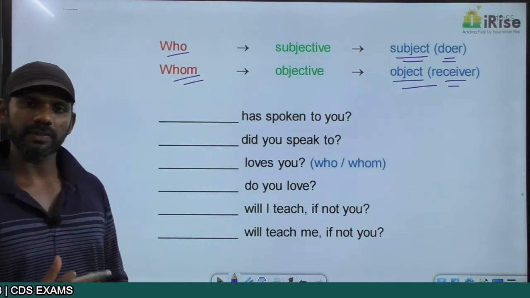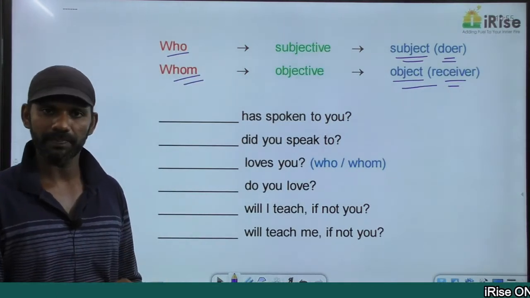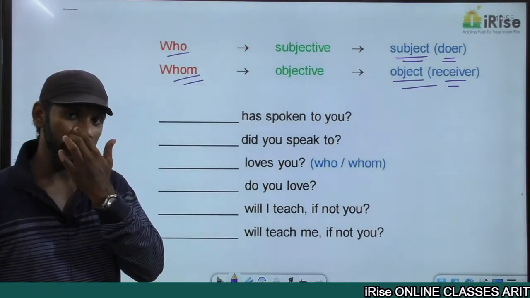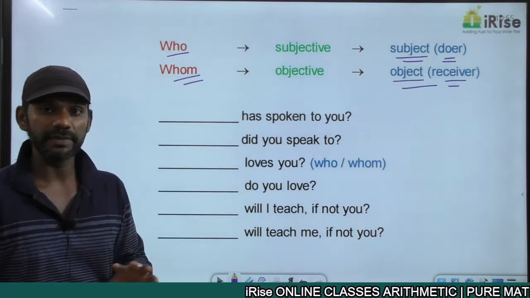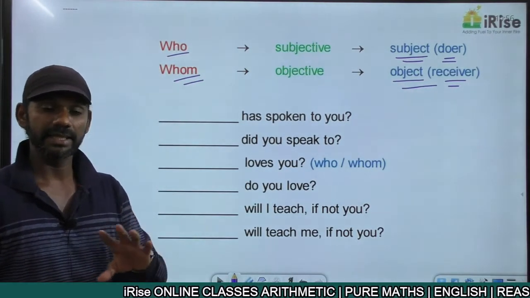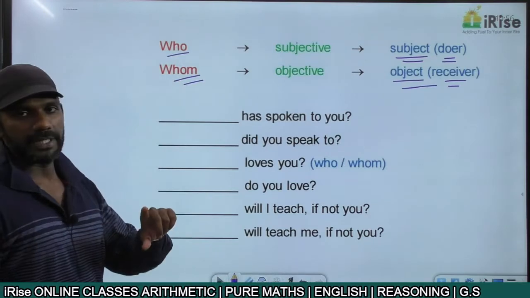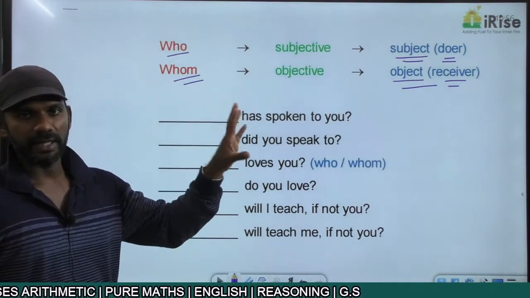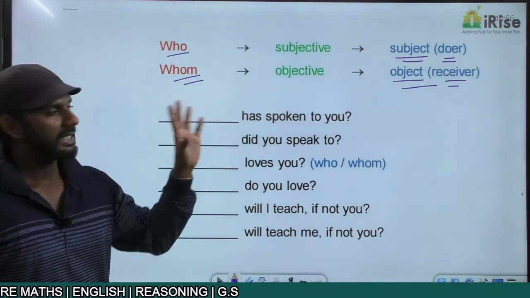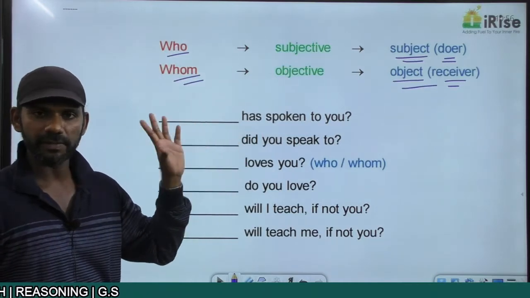So if a sentence talks about an object receiver, it must be whom. Actually, especially in the case of pronouns, if you're able to understand the meaning of a sentence, you can get the answers easily in no time. I repeat, if a sentence talks about a subject doer, it must be who. If a sentence talks about an object receiver, it must be whom.